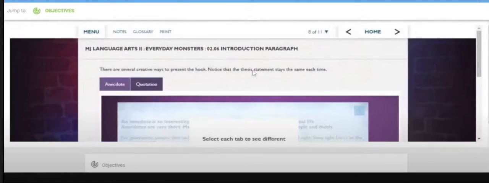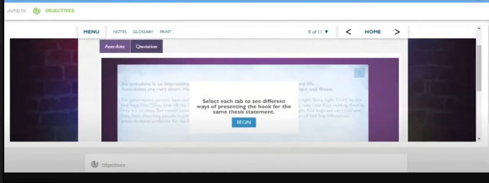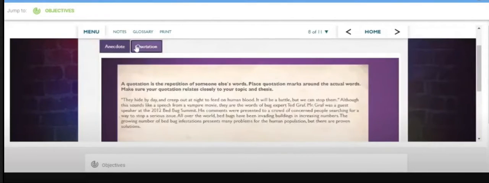There are several creative ways to present the hook. Notice that the thesis statement stays the same each time. Select each tab to see different ways of presenting the hook for the same thesis statement. Anecdote or quotation.